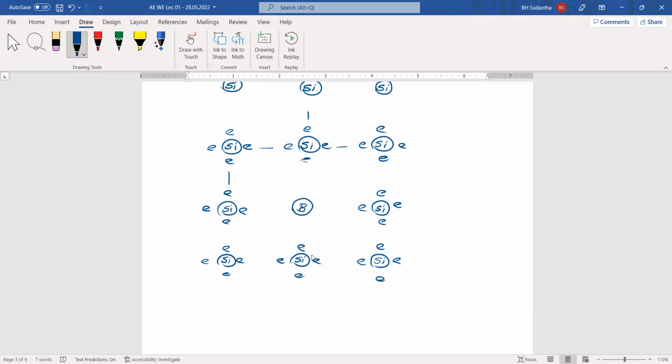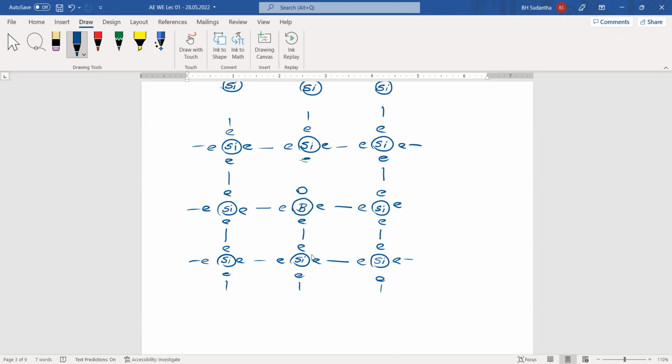But in boron, only 3 electrons are available in the outer circle, so it can make bonds like this. Here we don't have anything, so here we have a hole, and here we don't have any bond. All these other electrons have this type of bonds, but we have introduced this impurity element here. What will happen after introducing this?